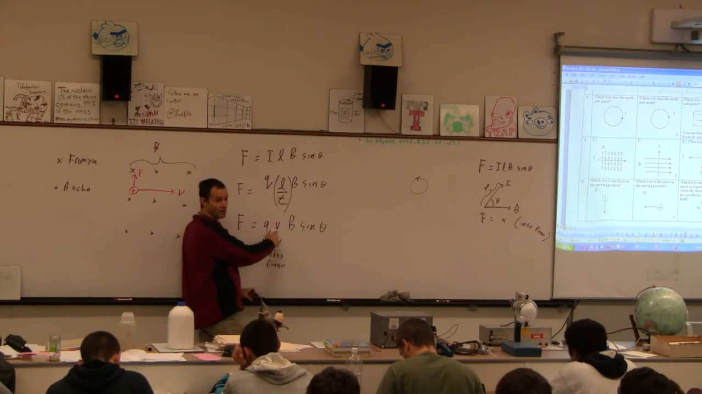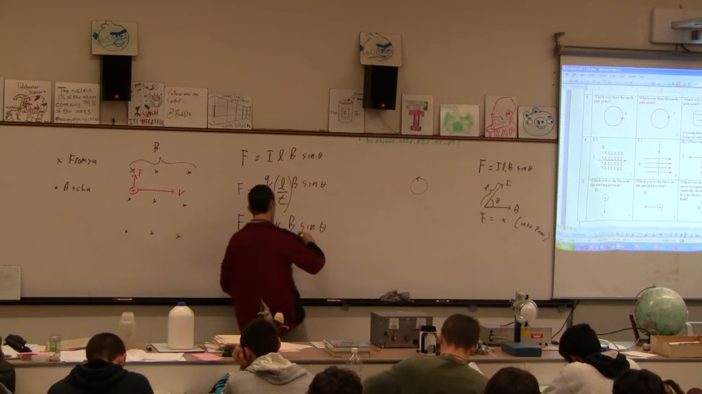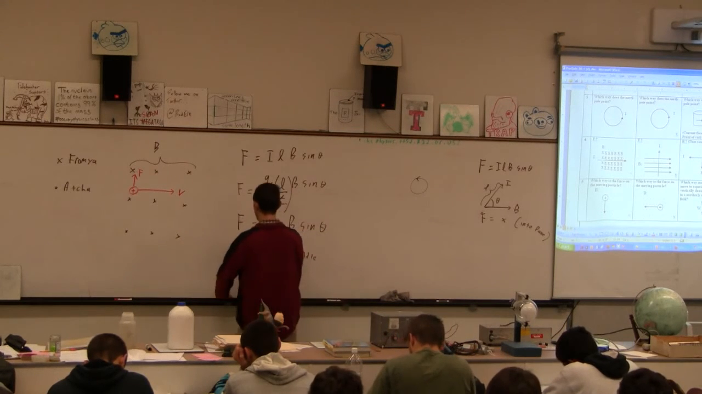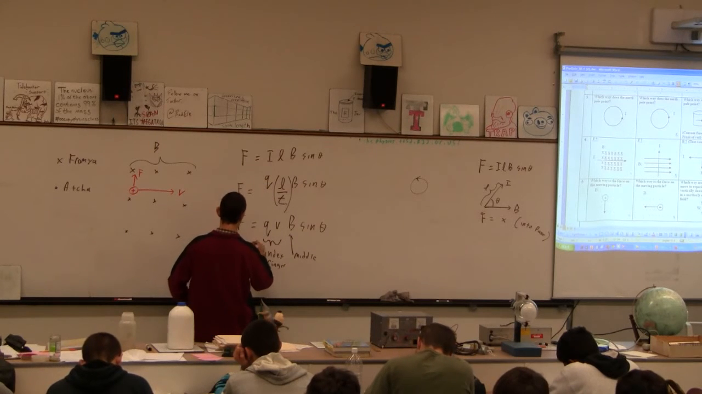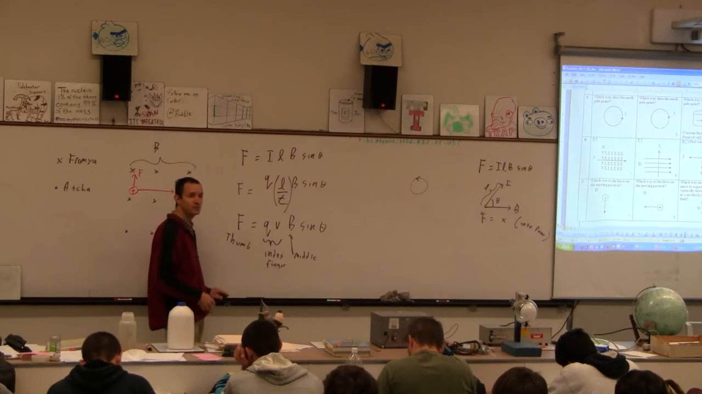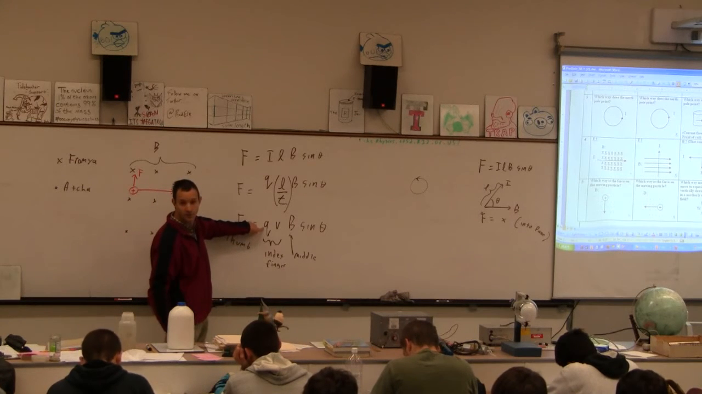Specifically, it's in the direction of the V, right? B is going to be our middle finger. Force is still our thumb, right? And then, of course, we have the intriguing possibility that Q could be negative, couldn't it?